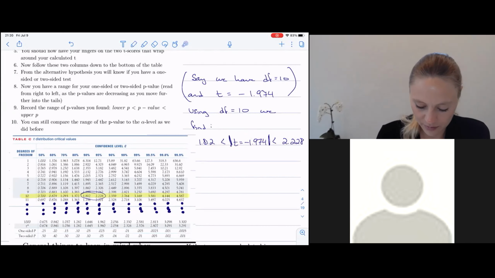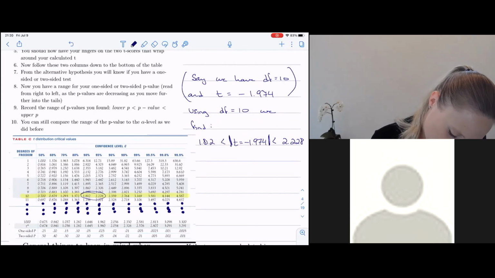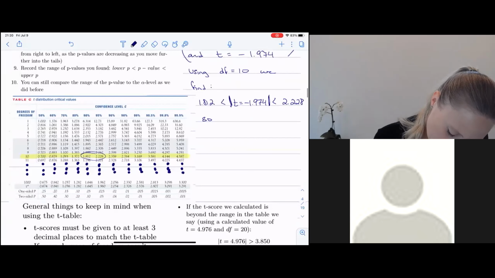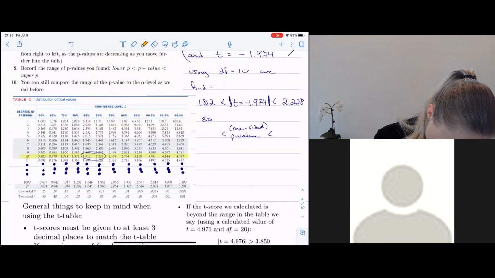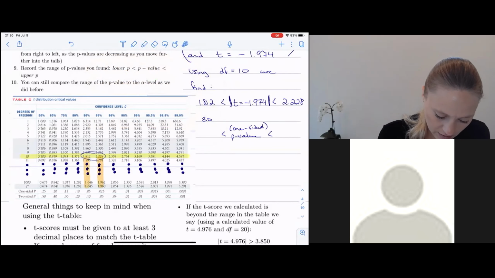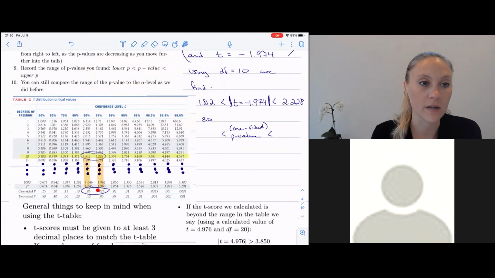So from here, right, how do I show in my work how to find the p-value? So the p-value, and I'll say one-sided because this is just a made-up example, is somewhere between what and what? Well, I'm going down here and going down here. So my p-value is somewhere between 0.025 and 0.05.